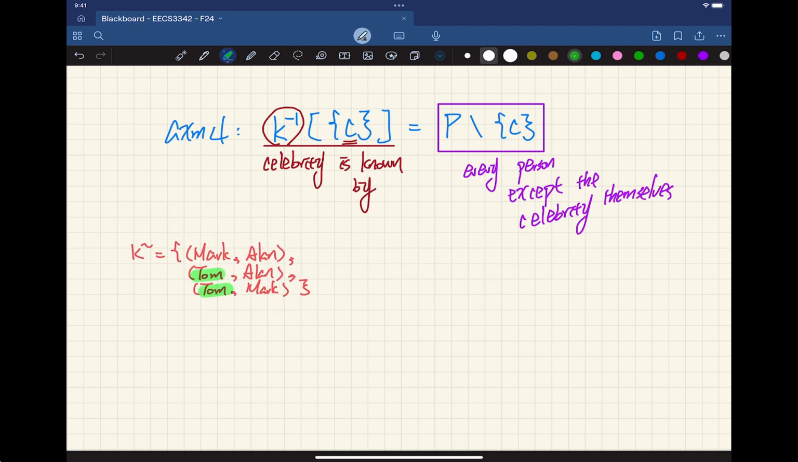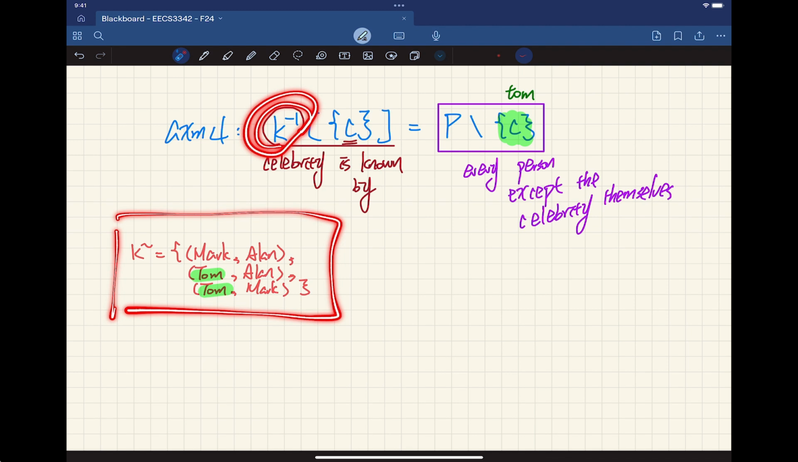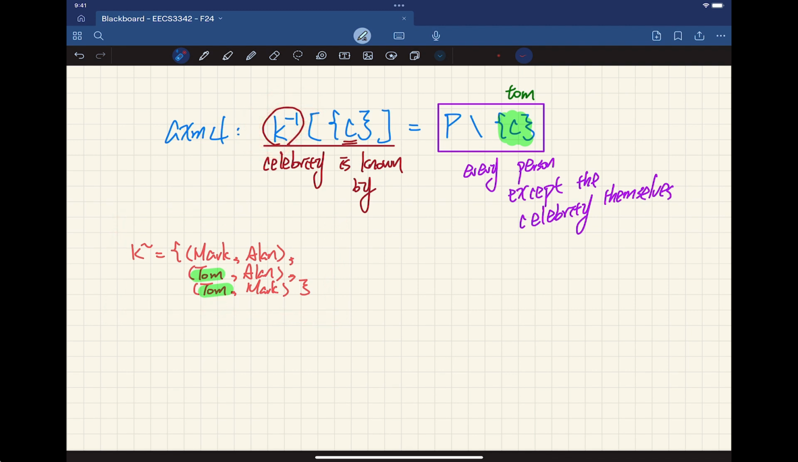So now think about the celebrity we have is C, right? In this case, we got Tom. In our example, it's simply just Tom. So once you construct the K to the power of -1, which is this particular relation here, now if you get a relational image of Tom, which is the celebrity, right? You will get Alan and Mark. That's what you will get, right? That's a relational image.